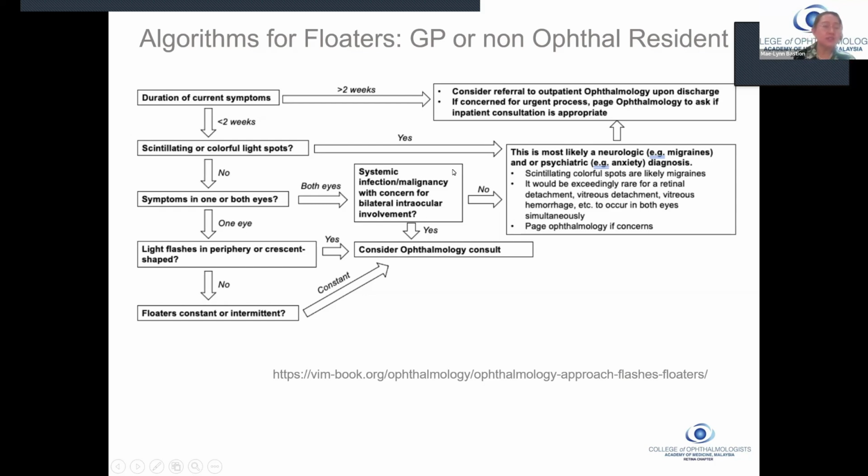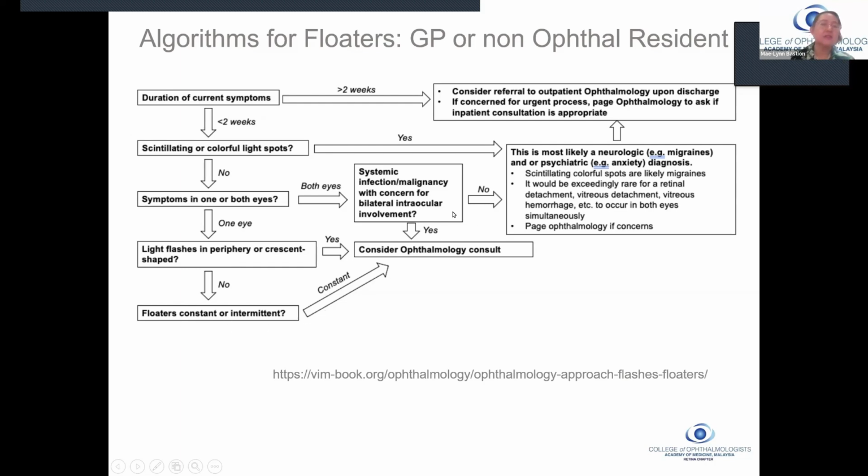But if they have excluded this kind of background on the medical side, then they would still consider these neurologic or psychiatric causes. Now, if it is in a single eye of recent onset with light flashes in the periphery, then again they refer to ophthalmology. But if there are no flashes, then the floaters are considered constant or intermittent.